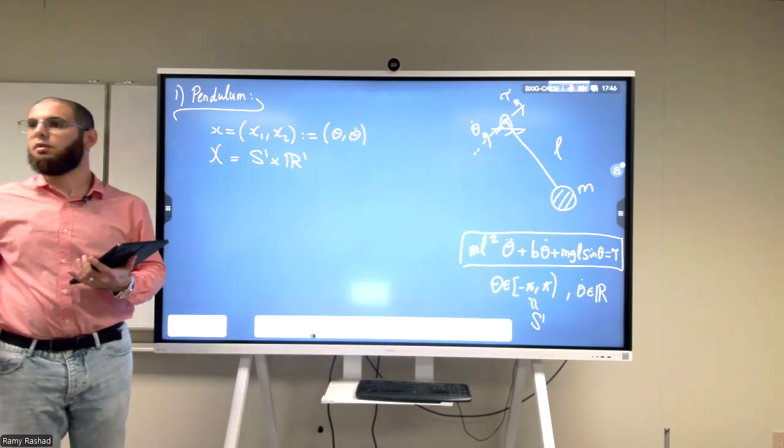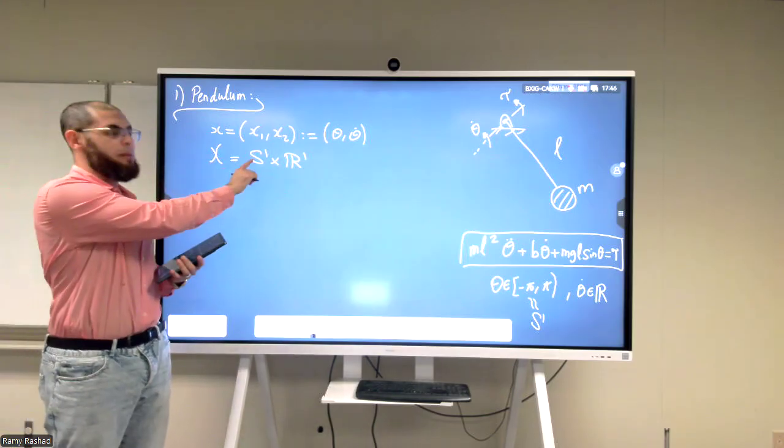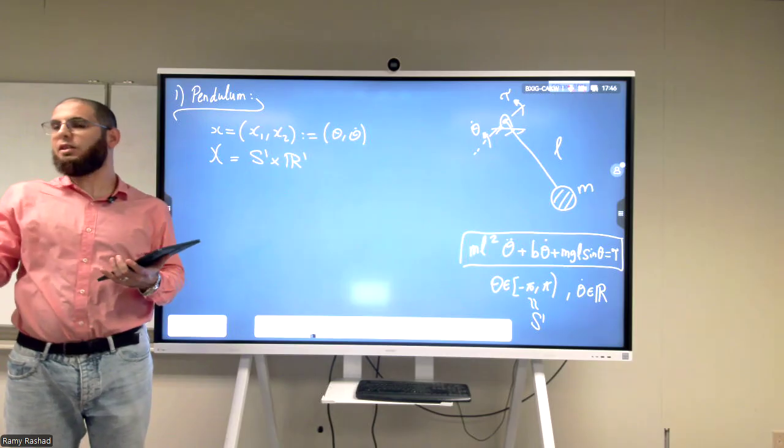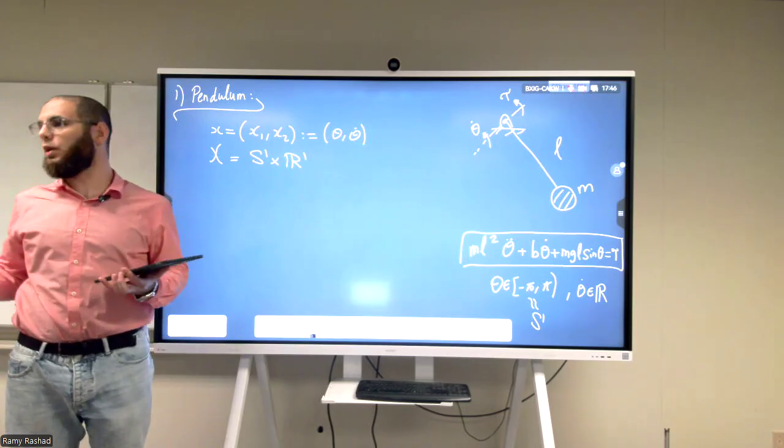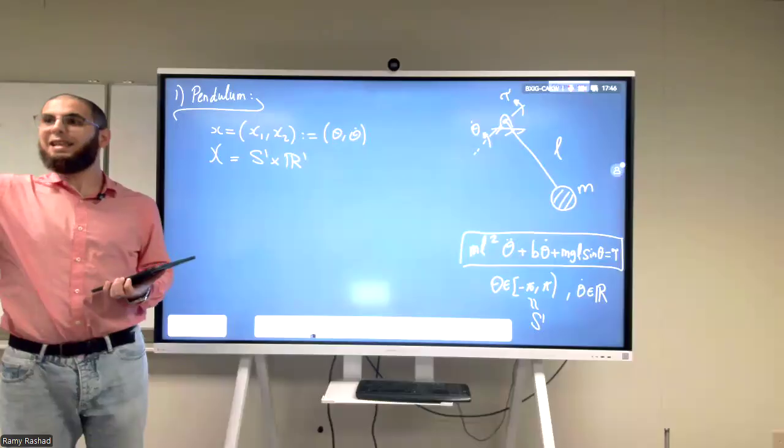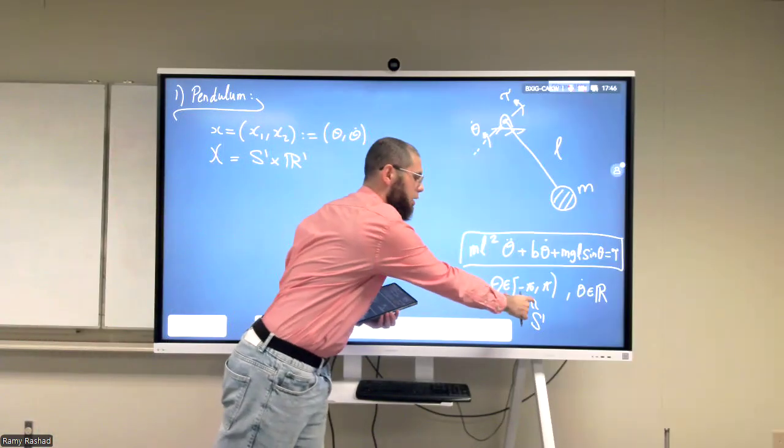You all agree? Okay. Remember, S1 was the set of x and y where x squared plus y squared is equal to 1. But we said that this is isomorphic to this interval. So it's isomorphic.